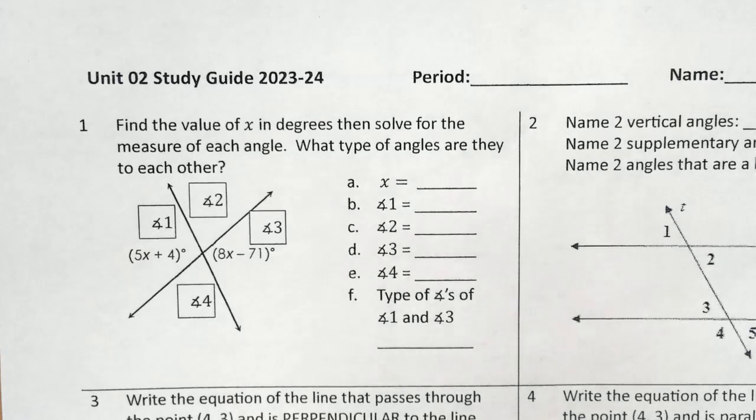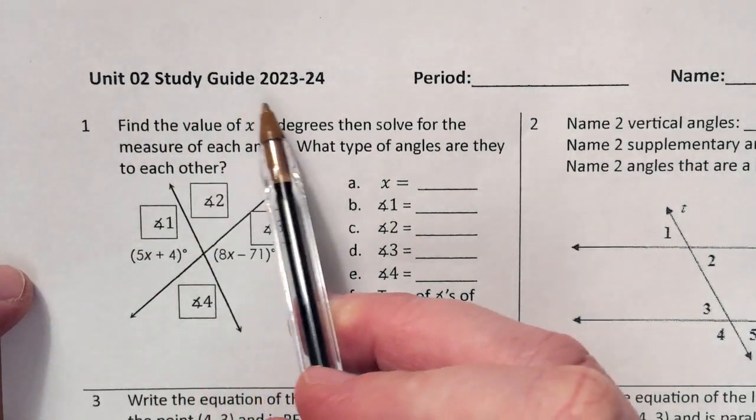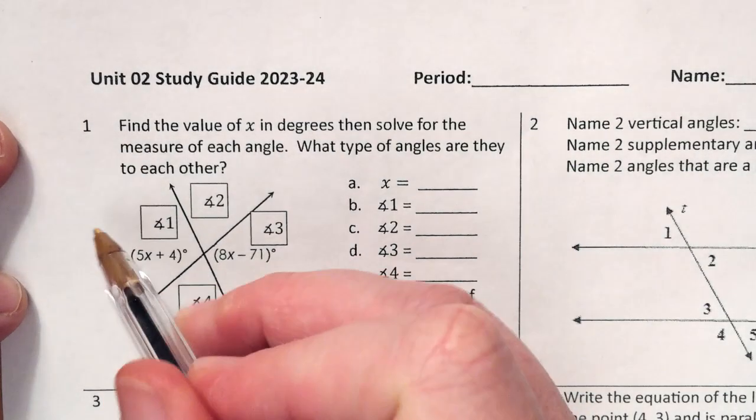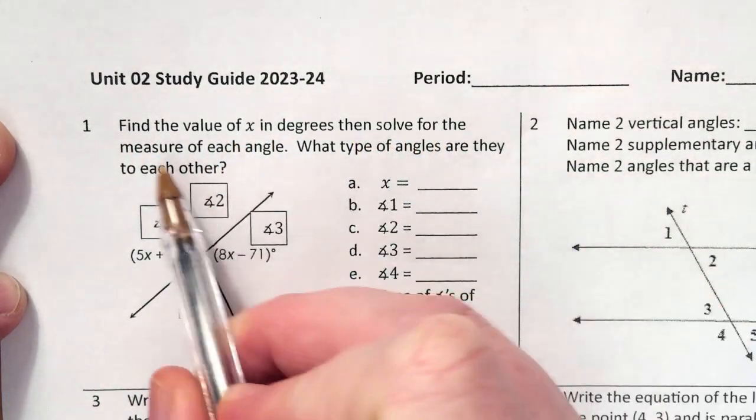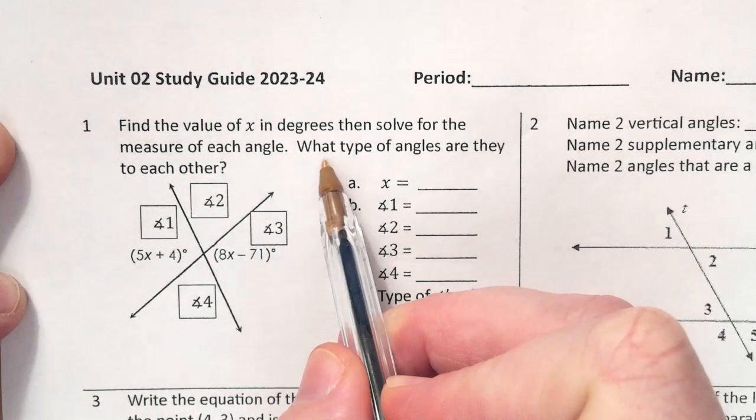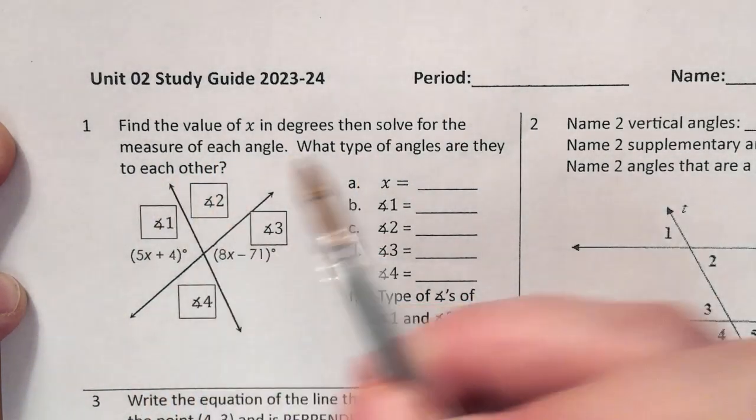Good day, everyone. All right, so today we're doing the Unit 2 study guide, and here we go. Find the value of x in degrees, then solve the measure of each angle. What types of angles are they to each other?